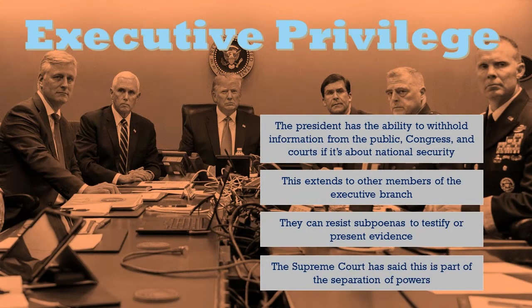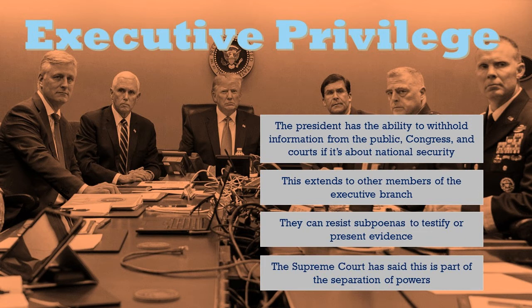Here's President Trump and some of his close advisors. They're giving the president advice on what should happen, and the president is able to claim executive privilege on the information shared in this meeting. That means that the president has the ability to withhold information from the public and from Congress and from the courts if this information is about national security. So this is not just for the president, but this includes other members of the executive branch too. If someone is advising the president, then that person is going to be covered by executive privilege.